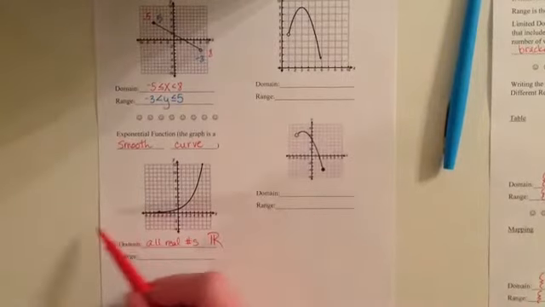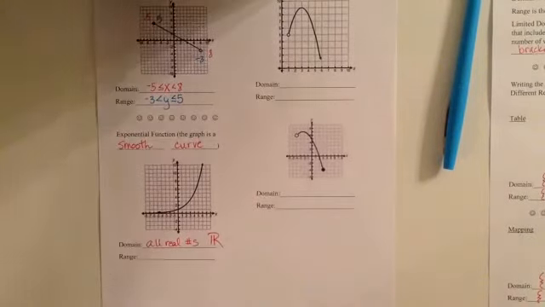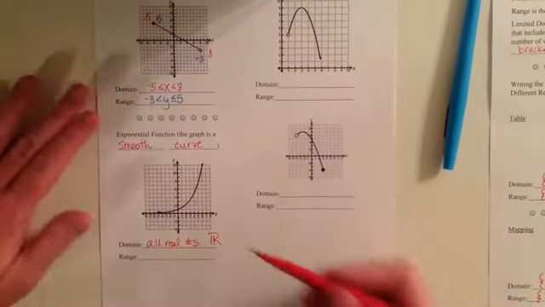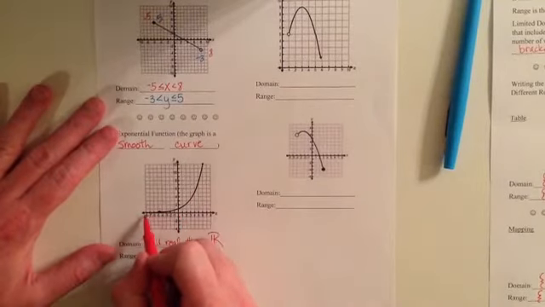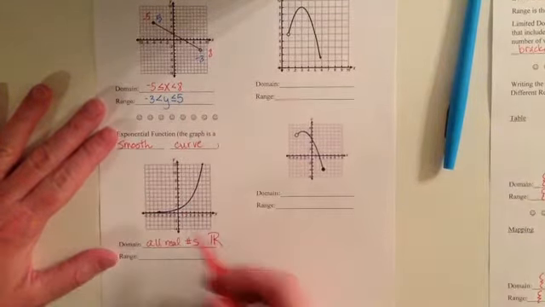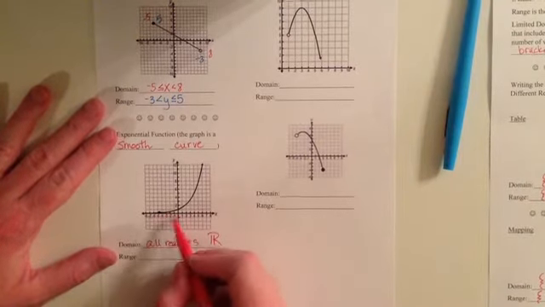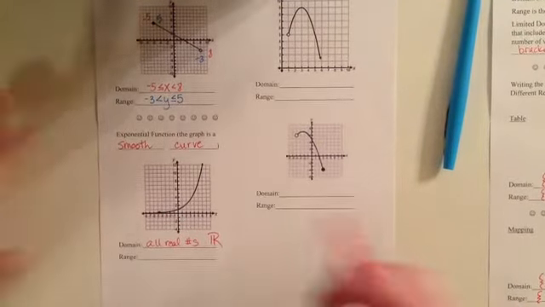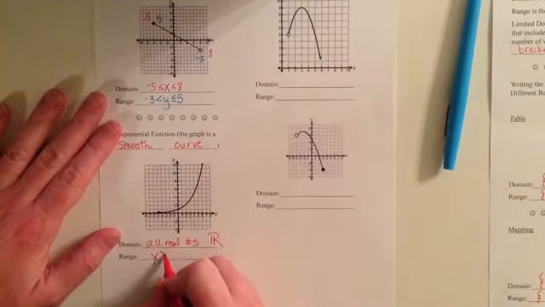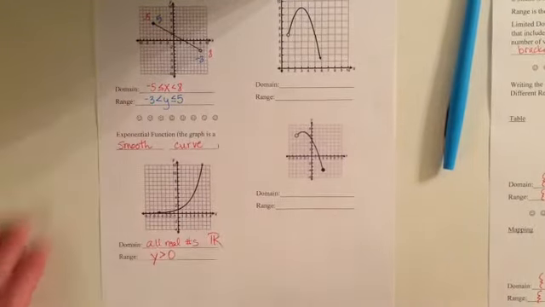Okay? Because I can choose any x, and it's always going to be a part of that exponential function. The y values, though, the range, are going to be different. The range is going to start at the 0 on the y-axis and go up from 0. But it's never going to touch the 0 line, and we'll talk more about that later. So the range for this is going to be y is greater than 0.